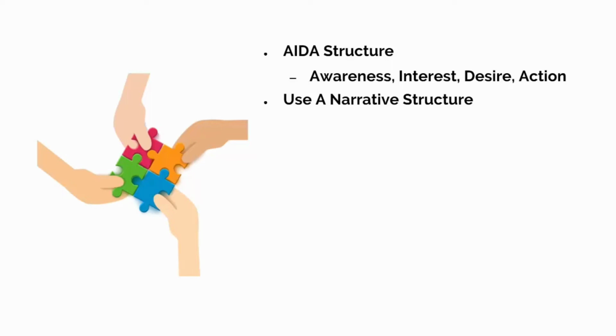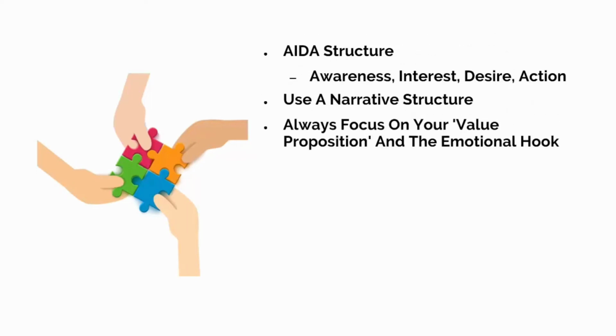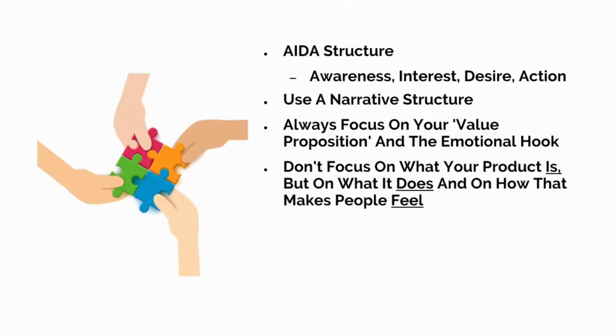Another tip is to appeal to facts and figures throughout and to make yourself likable. These are both important pillars of persuasive writing. Throughout your text, always focus on your value proposition and the emotional hook. This means thinking about how your product or service will make life better for the person buying from you. Don't focus on what your product is, but on what it does and how that makes people feel. Remember, you don't sell hats, you sell warm heads.